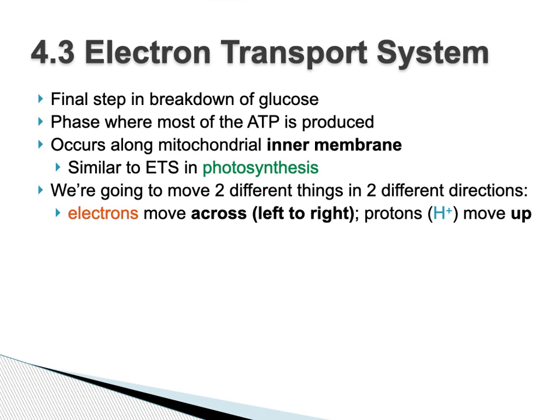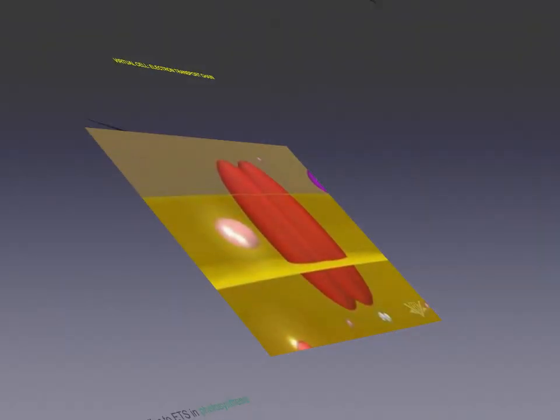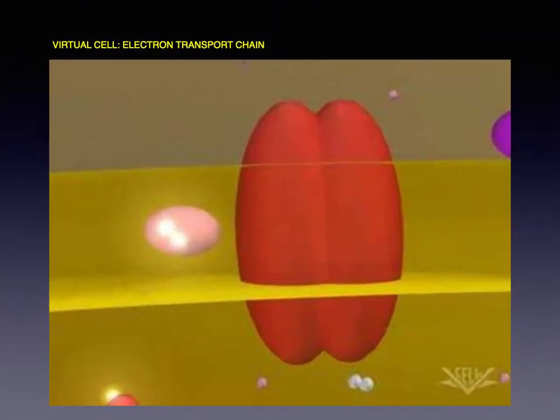We're going to talk about the electron transport system. It occurs in the mitochondrial inner membrane, and we're going to move two different things in two different directions. Electrons are going to move across, left to right, and protons are going to move up and out. You should watch this video, but we don't have time for it here.